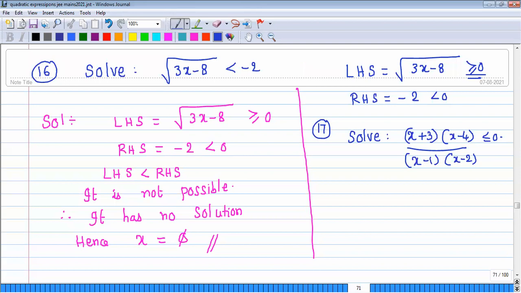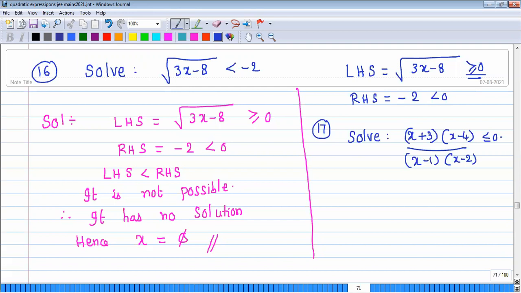It is positive. Just cross multiply. You get (x minus 1)(x minus 2)(x plus 3)(x minus 4) less than or equal to 0. So now take a number line. Just look at the critical points. Here 1 is not included, 2 is not included. Negative 3 will be included and 4 will be included.